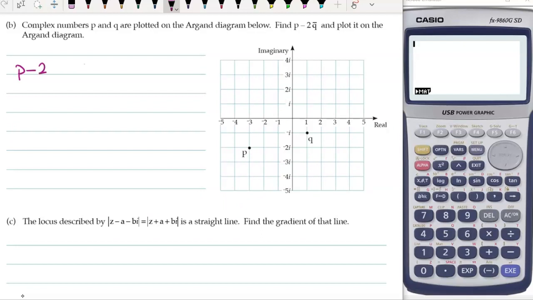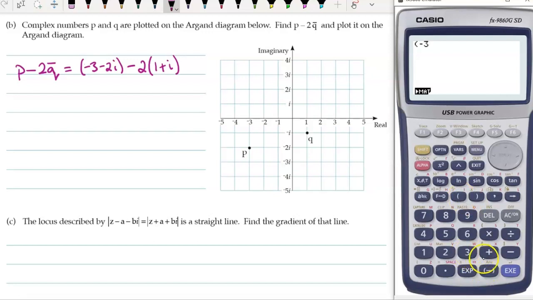So this one we're doing p minus 2 times the conjugate of q. Well, p is minus 3 minus 2i. And we are taking away 2 times the conjugate of q. Well, q is 1 minus i, so this is 1 plus i if we're doing the conjugate. And we'll go over and pop it into the calculator.